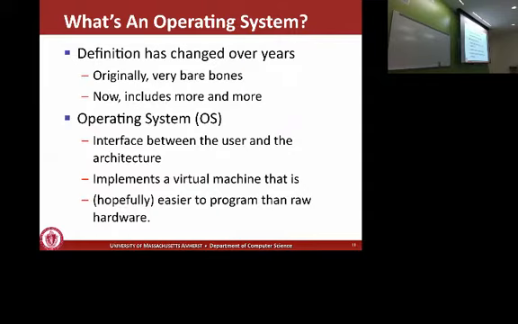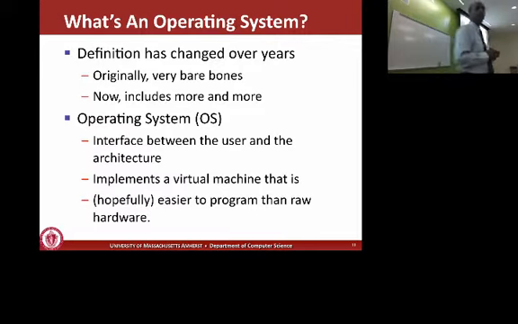Yes, question. Could you just define what the kernel is? Okay, I will come to that. So the question is, what is the kernel? I'm going to come back to that in a little bit. If you don't understand what that is, just hold off for a little bit. And there are some pictures, it will become clear what it is.